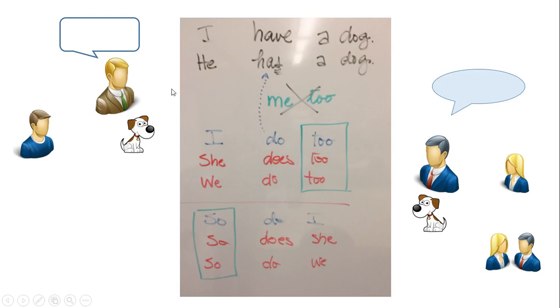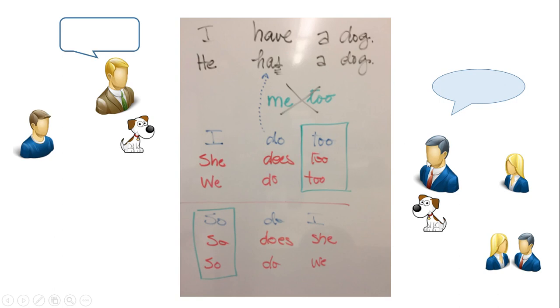So I have a dog, and the person says, "I do too." Maybe this boy is talking about this other boy. He could say, "He has a dog." Notice here the verb has an S because I'm talking about a third person singular, he. He has a dog. And the boy on the right says, "I do too."